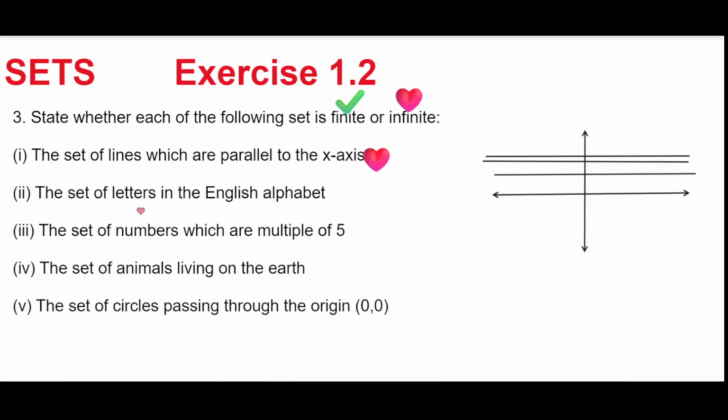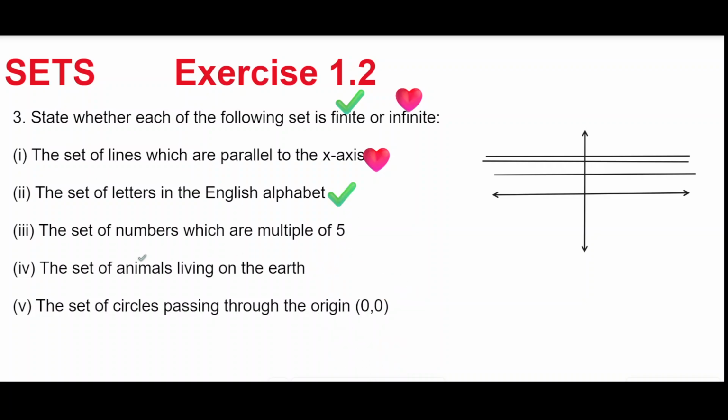Now, the set of letters in the English alphabet. That means it limits the concept because it starts from A up to Z. Here we use the words "up to", that means we are limiting. So we can say that this is a collection of 26. Then we can say that this is a finite set.